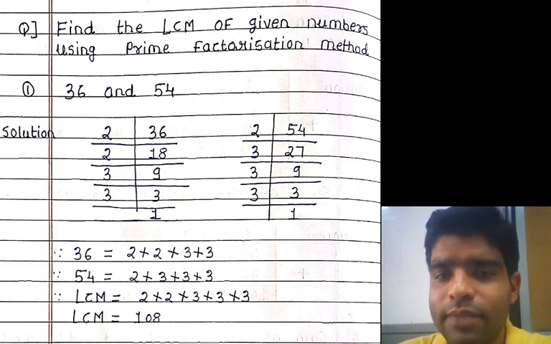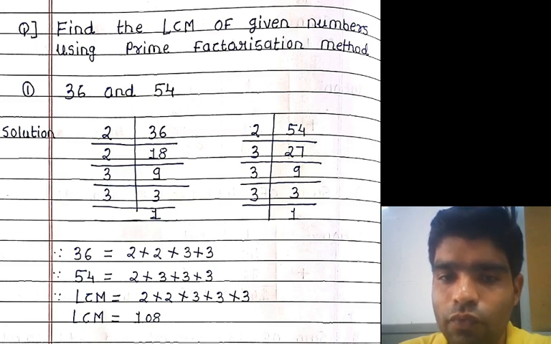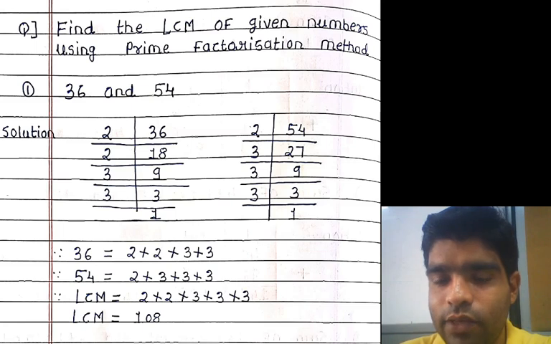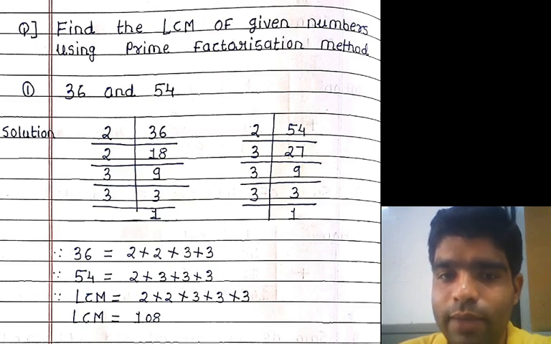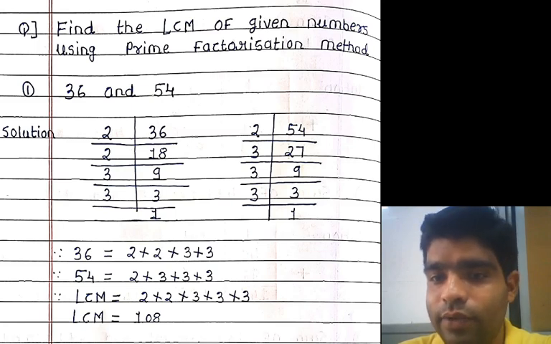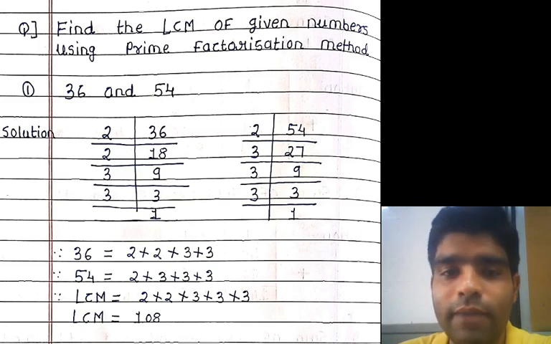Here LCM is equal to 2 multiplied by 2, your answer is what? 4. 4 multiplied by 3, your answer is what? 12. 12 multiplied by 3, definitely your answer is what? 36. And 36 multiplied by 3, definitely your answer is what? 108. This is our multiplication.